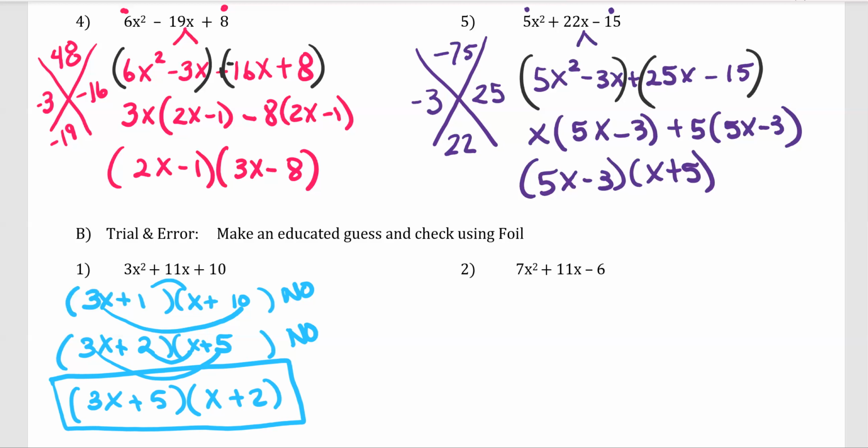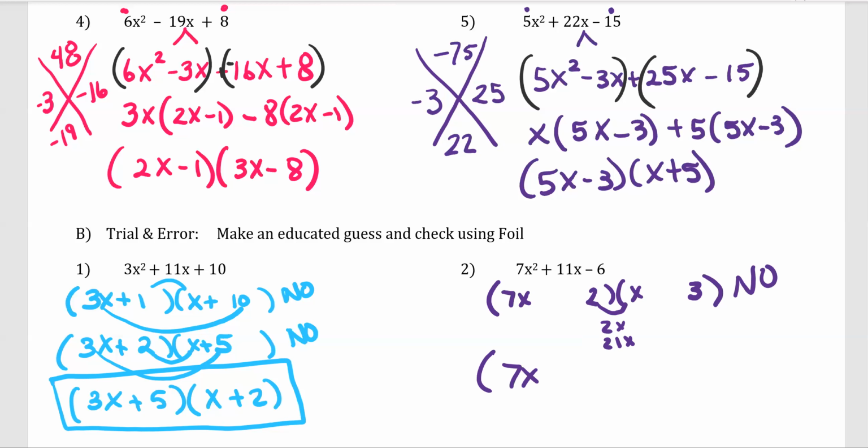The same with number 2. 7x squared only has the factors of 7x and x, so we can set that up. Then if we try 2 and 3, because 2 times 3 is 6, and we can multiply this back together to look at the middle terms, we have 2x and we have 21x. Is there any way to get 11x? And the answer is no. So this one doesn't work.